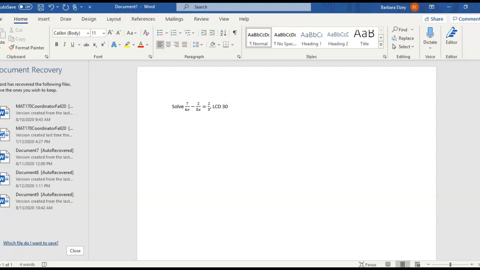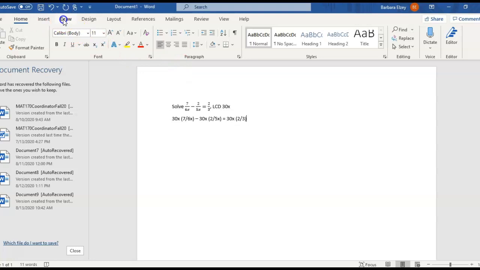And then notice they have an x, so we have to put x into our least common denominator. Now we're going to multiply every single fraction by that least common denominator, 30x. So we'll have 30x times our 7 over 6x, and we'll have 30x times our 2 over 5x, and we'll have 30x times our 2 over 3.